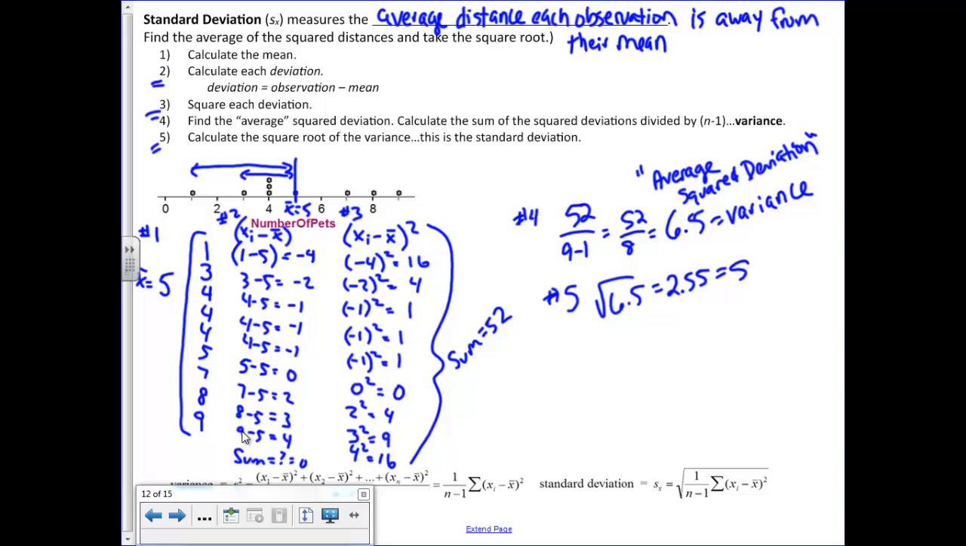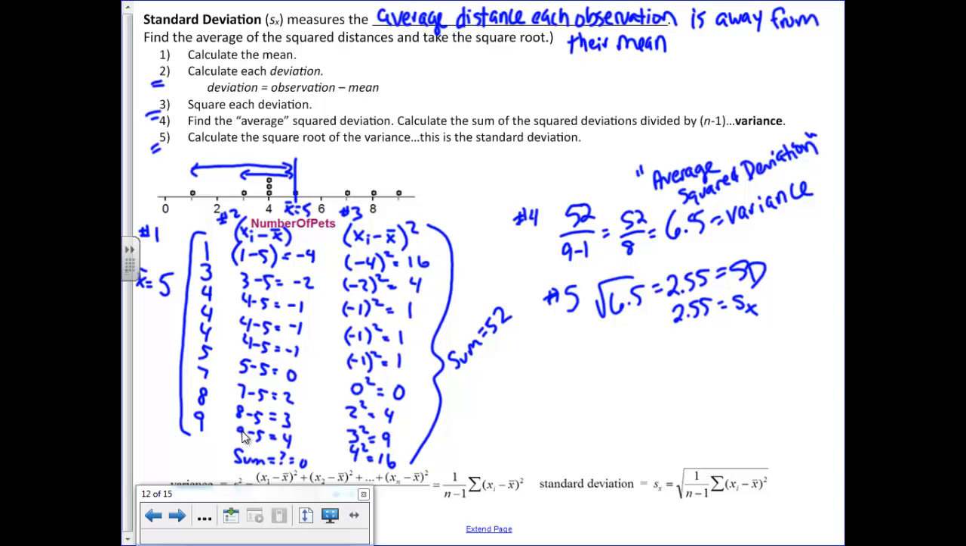And this is my standard deviation. I'm always going to write it as SD just to shorten it up. 2.55 is your standard deviation. If I were being technically correct, I would say this is S sub x is equal to 2.55. Quite the process, huh?